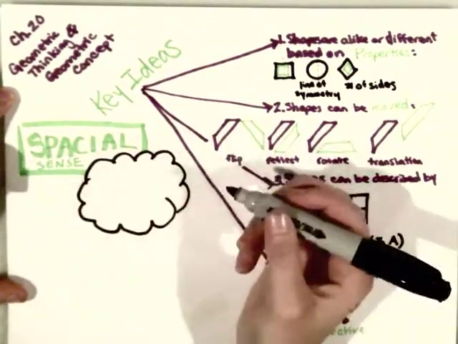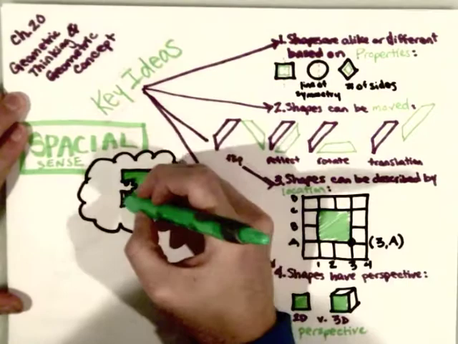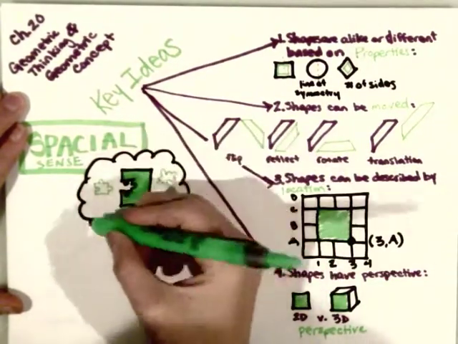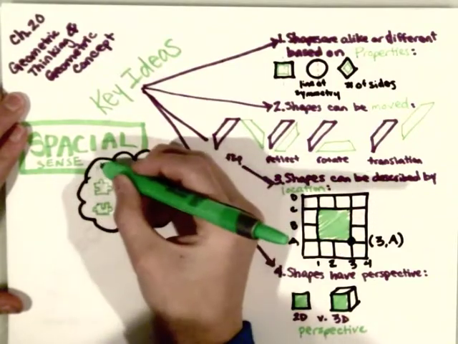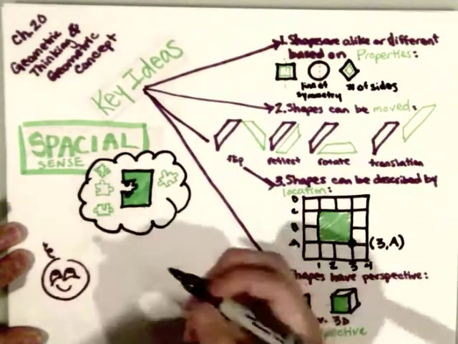Now, what is spatial sense? In our chapter, spatial sense can be defined as an intuition about shapes and the relationship among shapes. In other words, spatial sense includes the ability to mentally visualize objects and spatial relationships.